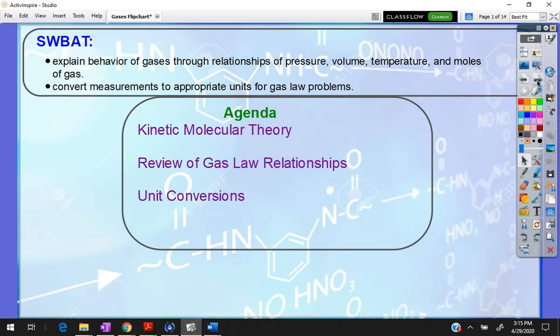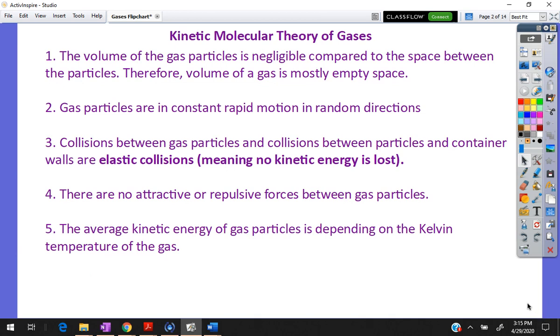First, we're going to discuss kinetic molecular theory. The kinetic molecular theory of gases has 5 main ideas. The first states that the volume of the gas particles is negligible compared to the space between the particles. Therefore, the volume of a gas is mostly empty space. What that means is that we really don't count the volume of the particles themselves. We only measure the space between the particles.